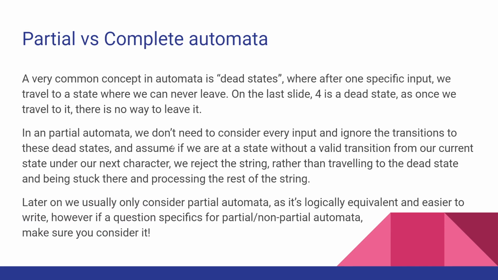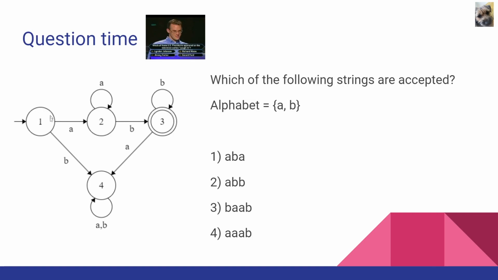But in partial automata, you don't need to consider every input, and we simply ignore the transitions to the dead states and assume that if you are at a state without a valid transition under the next character, we reject the string. So if we were at 1 and we use a B, we just reject the string because we know it's never going to be accepted.